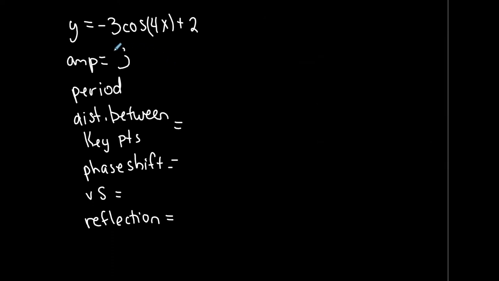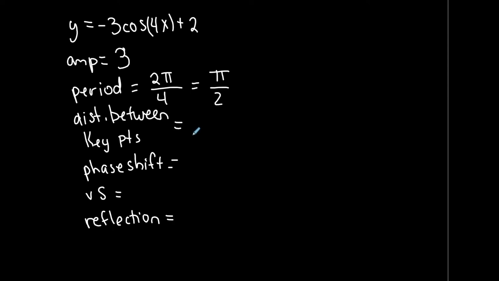So again, positive 3. What about my period? My period is always 2 pi divided by the coefficient of x. And in this case, there is a coefficient of x. It is 4. 2 pi over 4, or pi over 2, is my period. Now one full cycle occurs in pi over 2 radians.